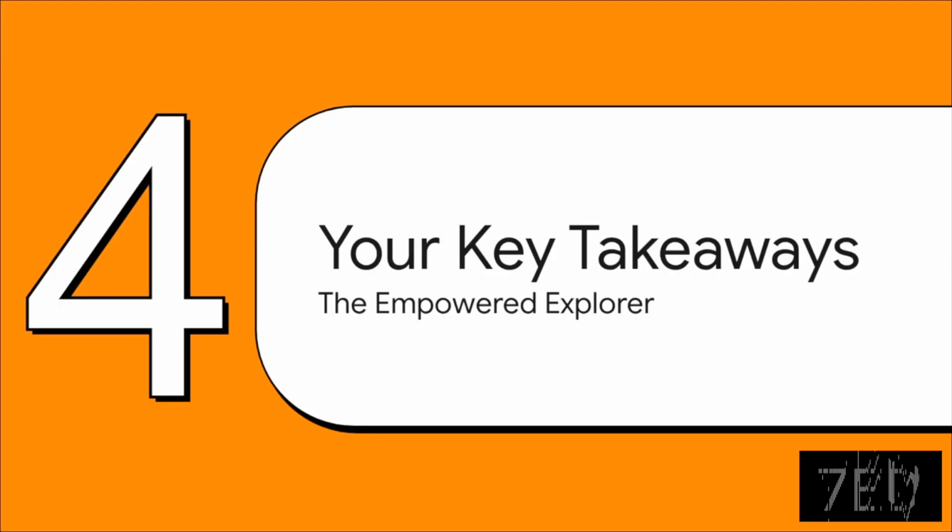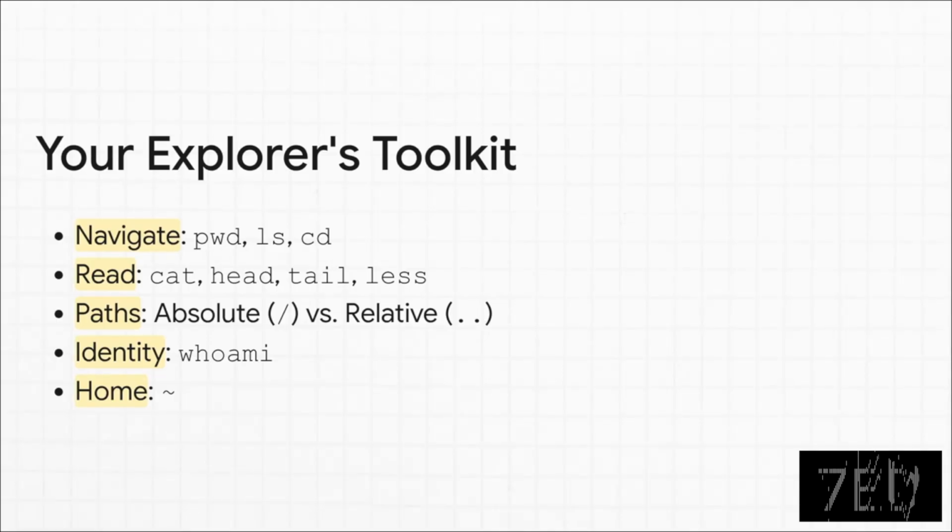So let's just recap our little journey here. We've gone from looking at a blank, intimidating screen to becoming an empowered digital explorer. You now have the real foundational skills to find your way around this place. So here it is, your Explorer's Toolkit, all in one spot. You've got your compass for getting around, PWD, LS, and CD. You've got your tools for reading signs, cat, head, tail, and less. You get the difference between the full address and a local shortcut. You know how to check your ID with whoami.